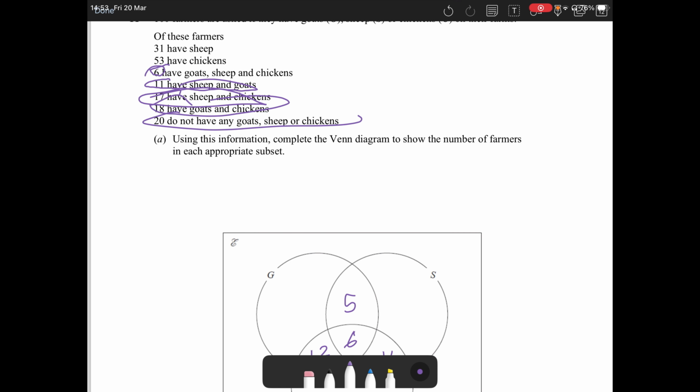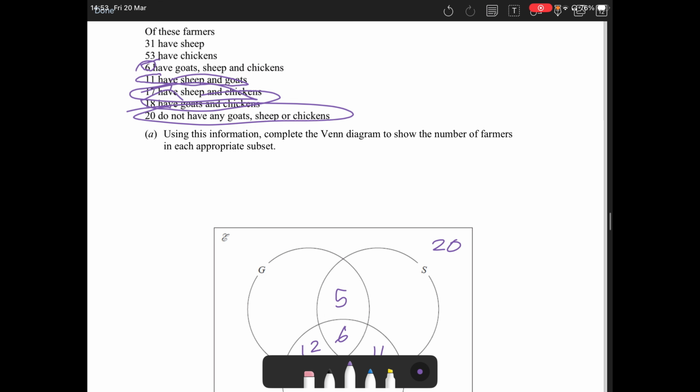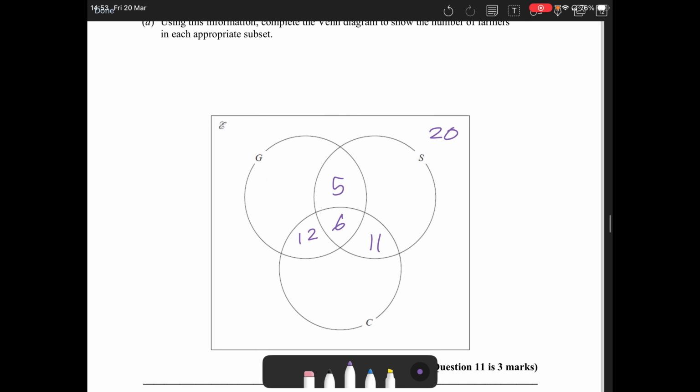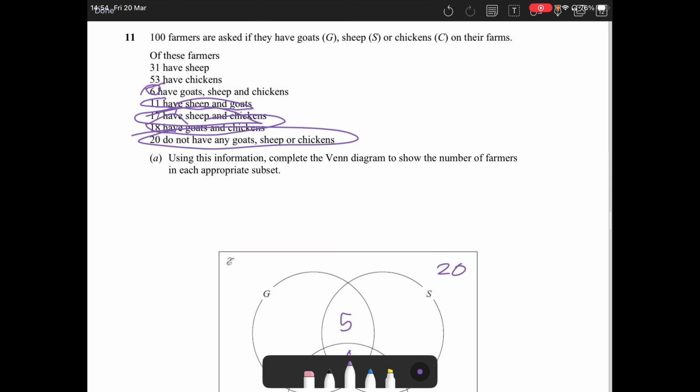20 don't have any, so that goes on the outside. 53 have chickens. So all 4 areas of the chickens adds up to 53 chickens. So we'll add the 12, 6 and 11 together, giving us 29, and take that away. So this would be 24 for just this, the chickens, and 31 have sheep.